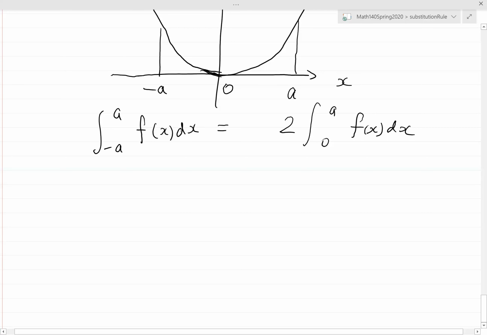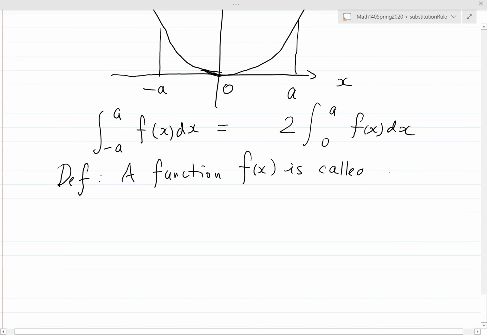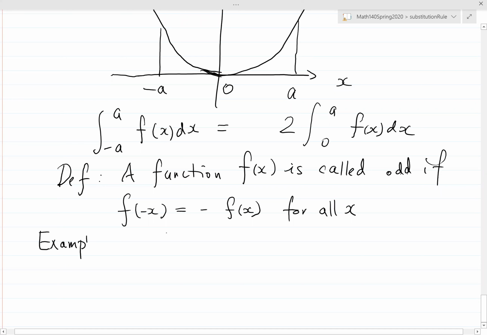Now, another thing is the odd function. So, definition. A function f(x) is called odd if f of negative x equals negative f(x). For example, examples of odd functions: odd powers, x cubed.